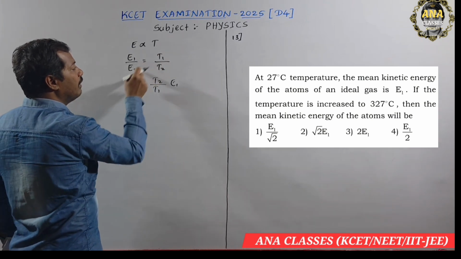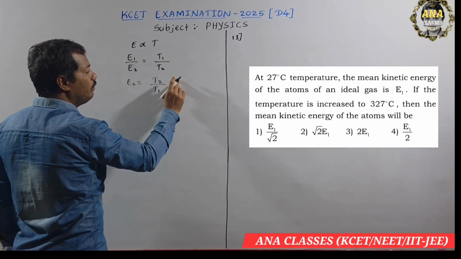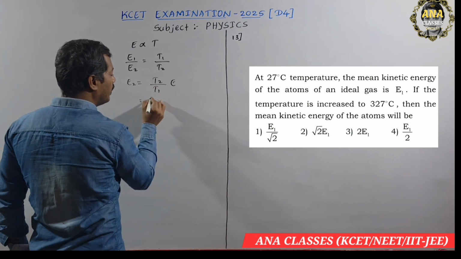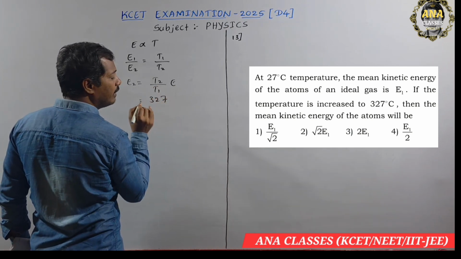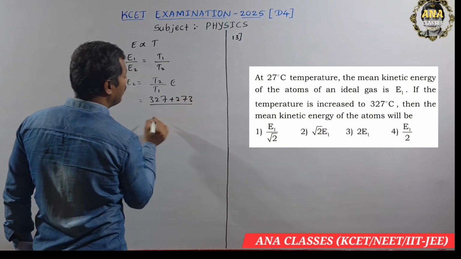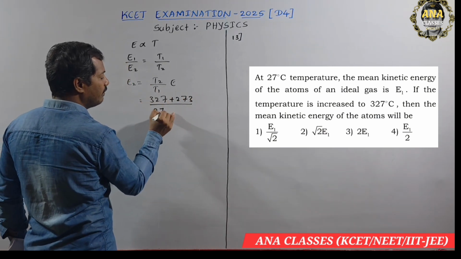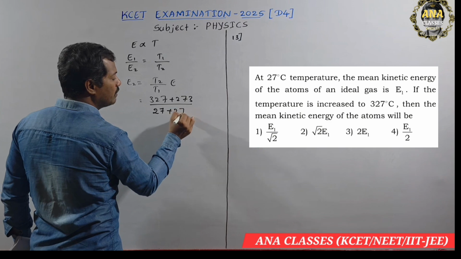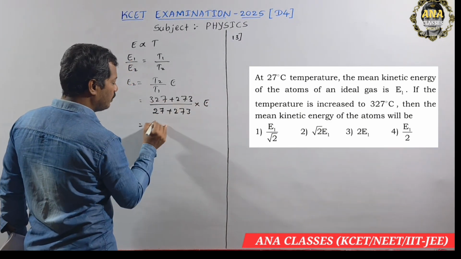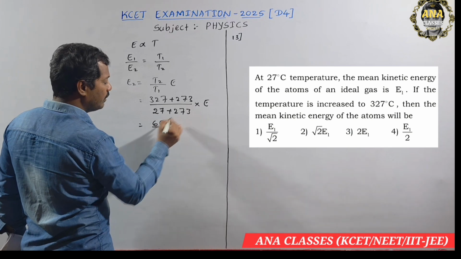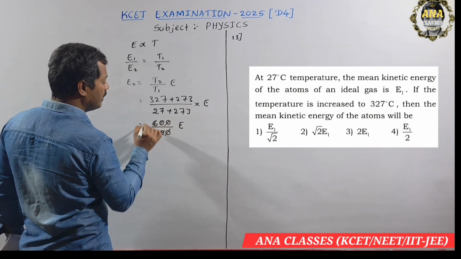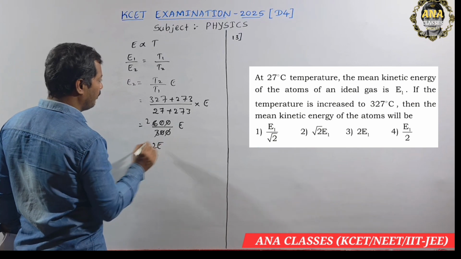Let us call E1 as E. So what is the T2 temperature given? It is 327 in terms of Kelvin, plus 273, divided by T1, which is given as 27 degrees Celsius plus 273, into E as it is. So the sum of these two is equal to 600 and the sum of these two is equal to 300. Then the zeros can cancel. It is 2. The answer is 2 times E.